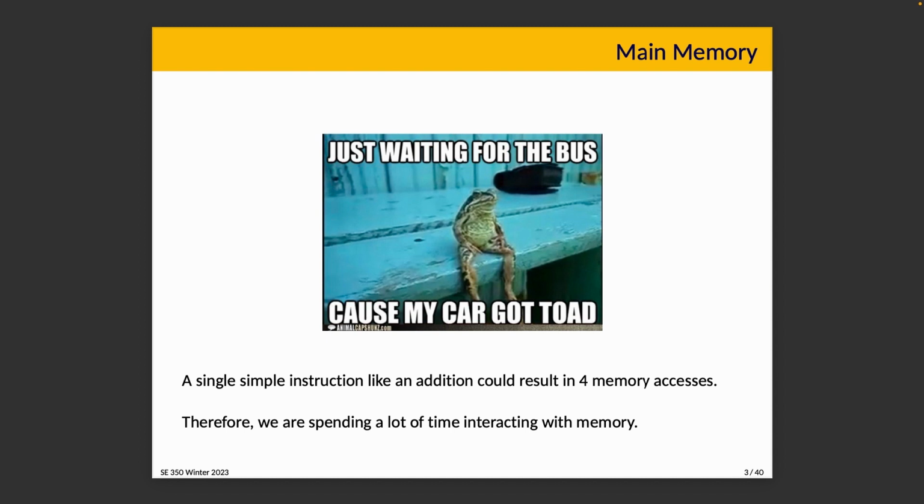A simple instruction like addition potentially results in 4 memory accesses. It could be more than this, it could be less, depending on things we already have on hand. But whatever we do, there's no getting away from the fact that interacting with memory is an essential part of executing any program that we're going to run, basically no matter what it does.